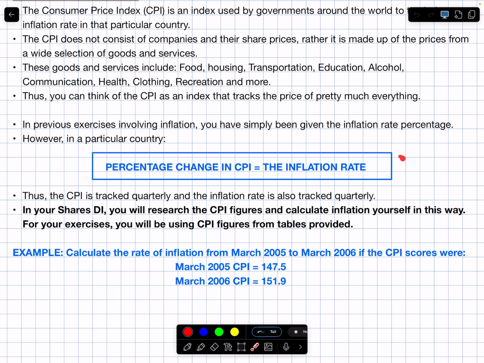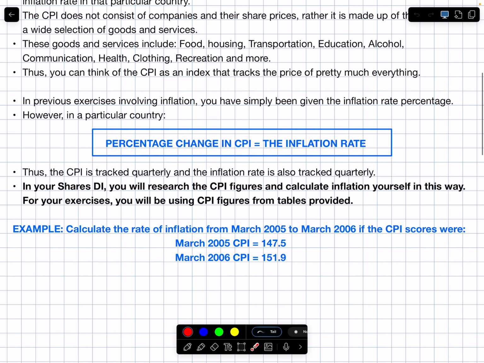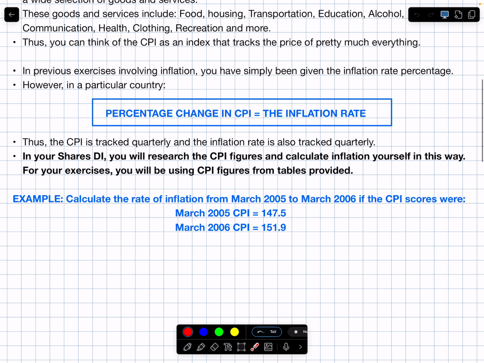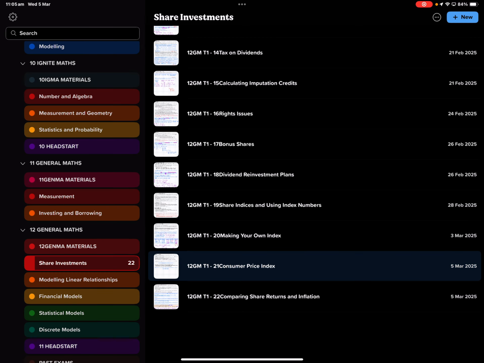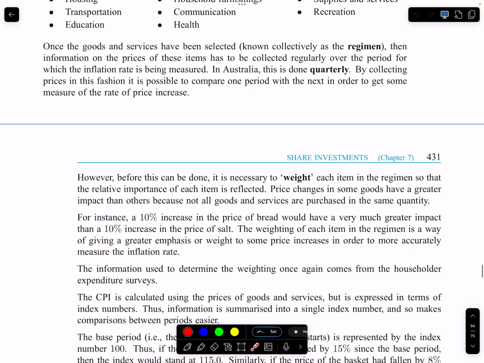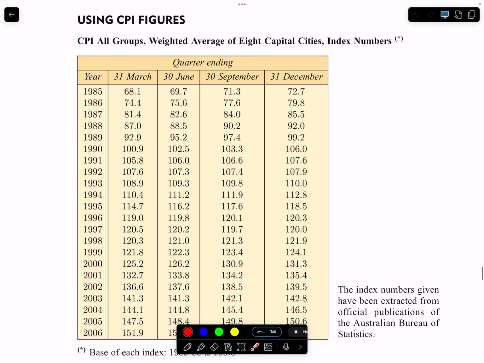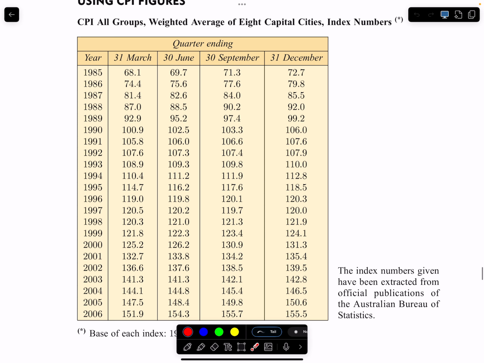So can you get that down, please? In your shares DI, you're not doing that anymore, so ignore that. In your exercises, you're going to get CPI figures from a table. I'll just quickly show that table before I go back. So the table looks like this in your booklet. It's on page 431. You can see these are the CPI numbers from 1985 all the way to 2006. If you find the percentage change between any of these numbers, it tells you the inflation rate over that time.